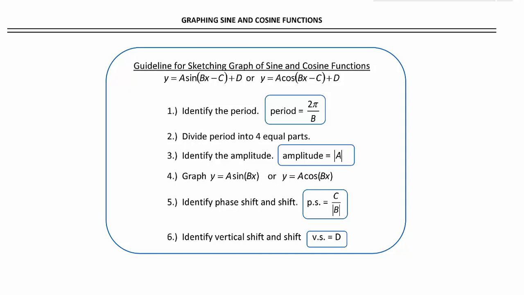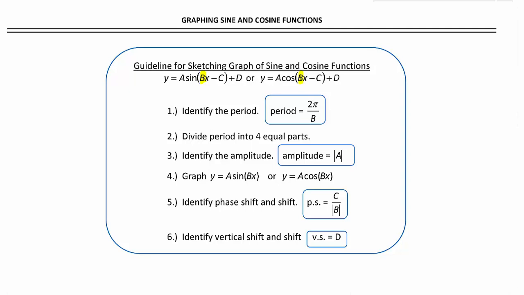We're going to start by identifying the period. The period is always equal to 2 pi divided by b. Where that's coming from is the b in our equation. We know from graph by transformation that the b value is a horizontal expansion or compression, that we always divide our x values by whatever that number is. So what we're doing here is taking care of that horizontal expansion or contraction from the beginning. So our period is 2 pi divided by b. We're then going to divide our period up into 4 equal parts.